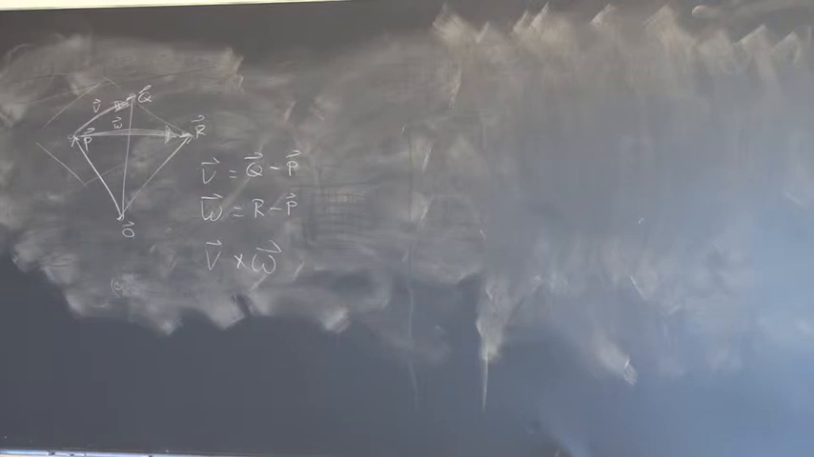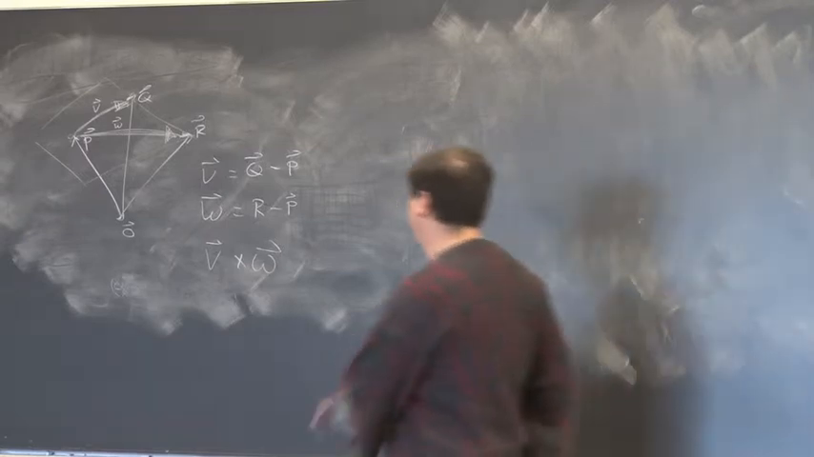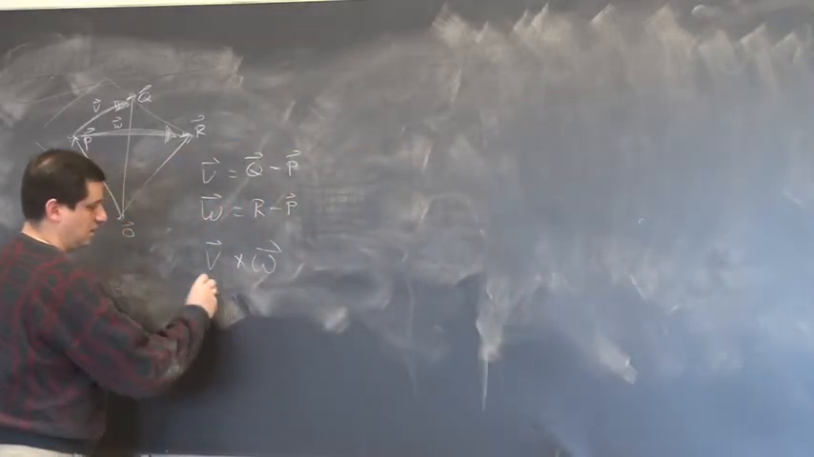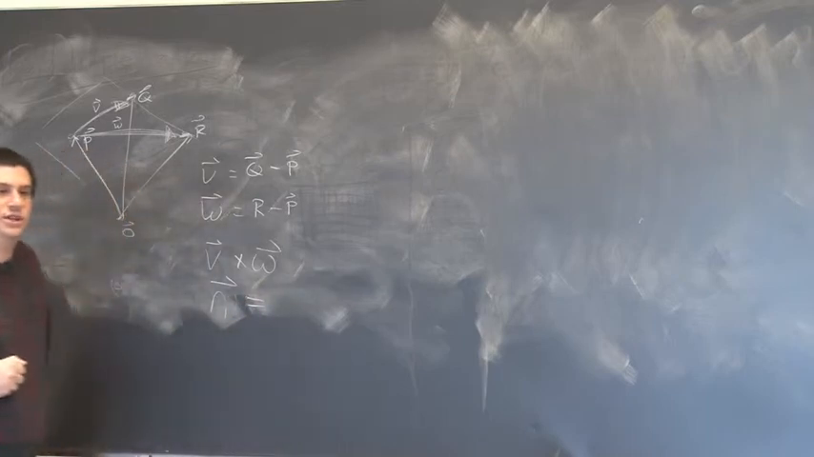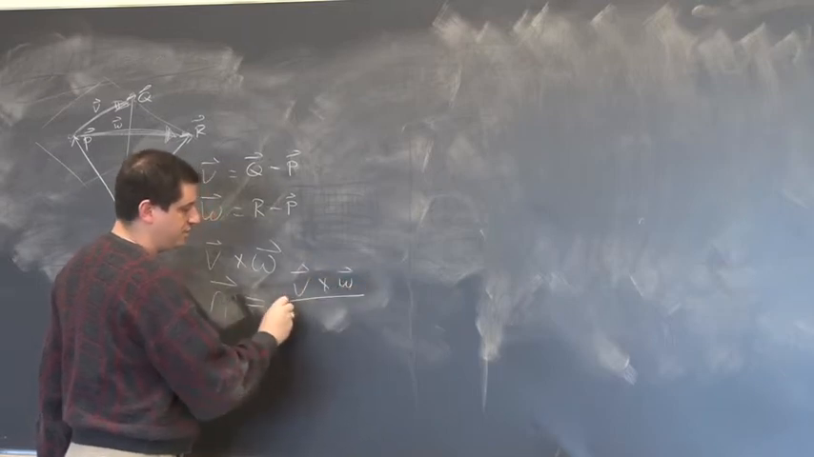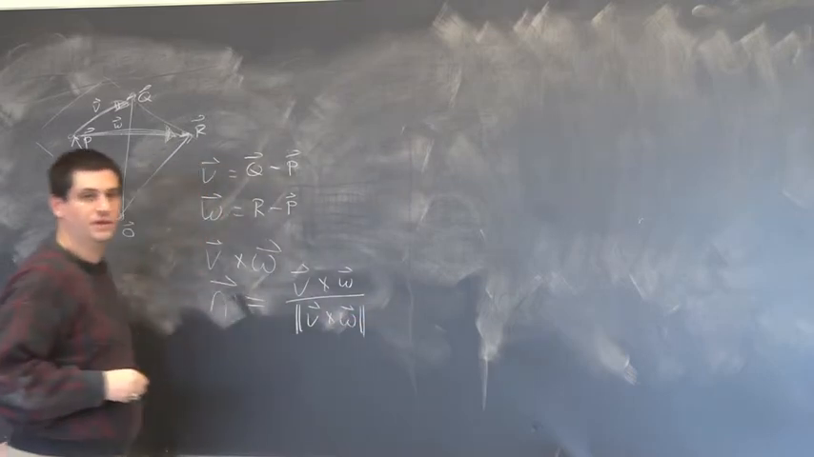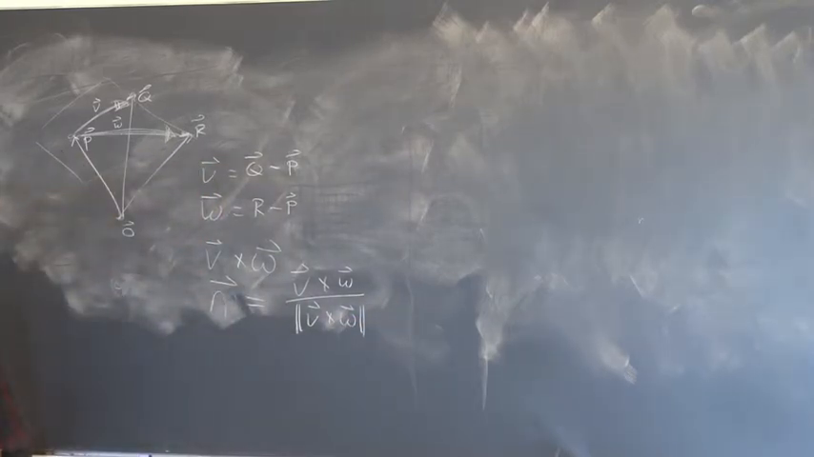So I can just do V cross W. I don't have to normalize it. If I wanted to make it a unit vector, what would I do? How could I get a unit vector from this? I want it to be in the same direction, but I want it to have unit length. Good, yeah, so I would just divide V cross W, which is a vector, by the length of V cross W, which is a number. And that would give me a unit vector in the direction of V cross W.